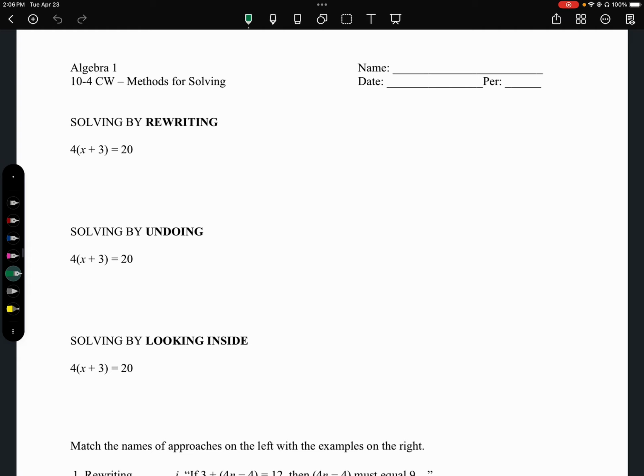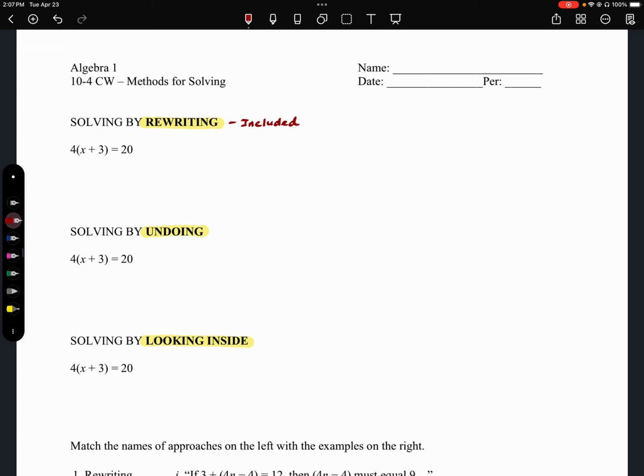To start out, we're going to talk about the three different methods for solving equations. The first one we call rewriting, the second one undoing, and the third one looking inside. So we'll do an example problem with each of those so that you can see what each of them means. Starting out by solving by rewriting, this is going to include several of the different skills you've learned this year.